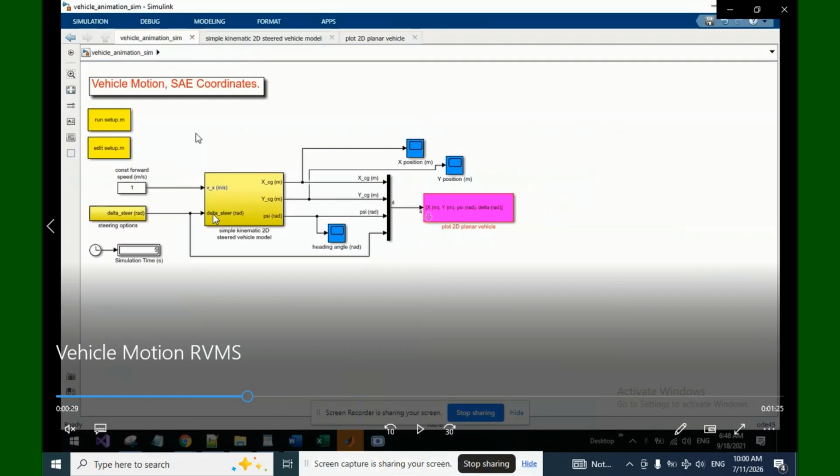It will go to the system, which is a simple kinematic two-dimensional steer vehicle model, and we have an output as x position and y position here.